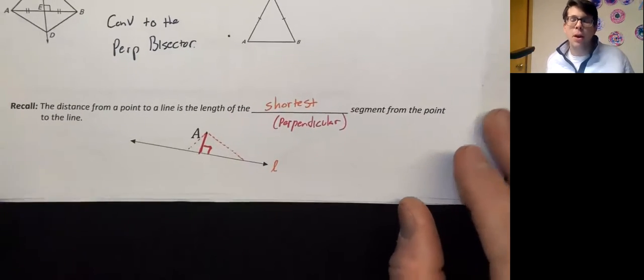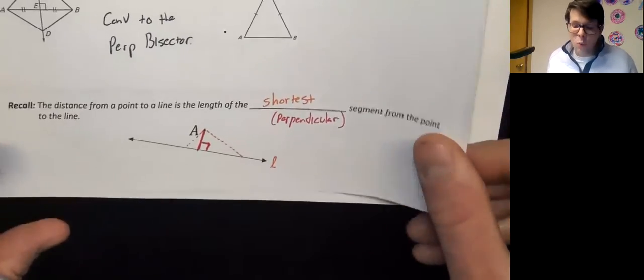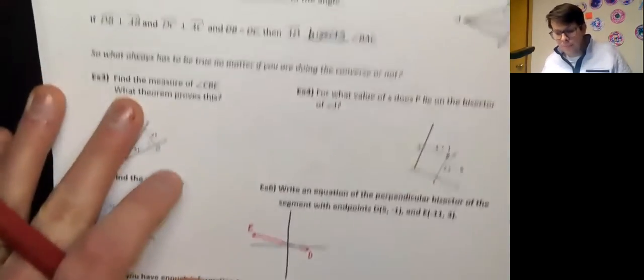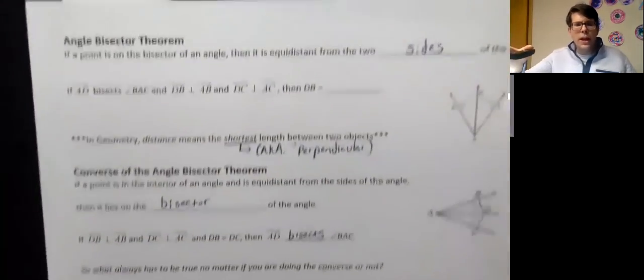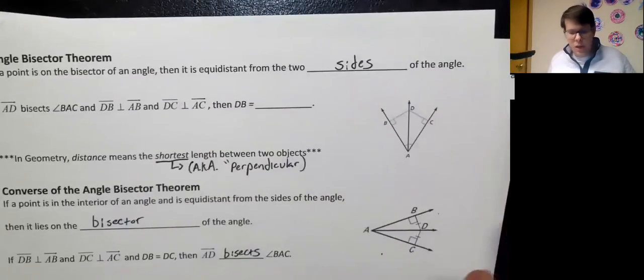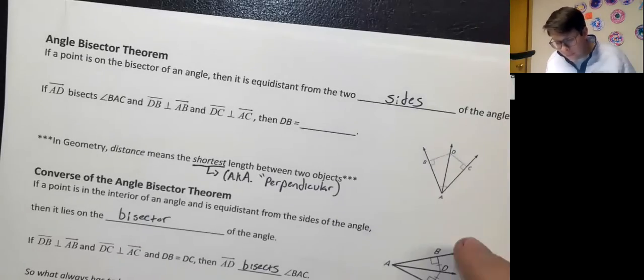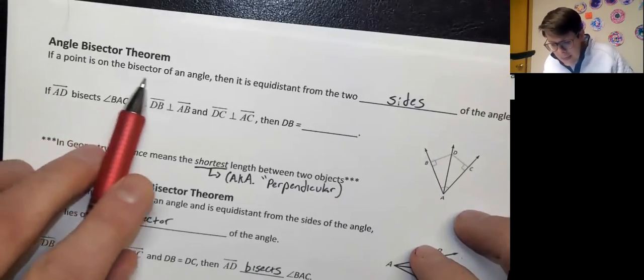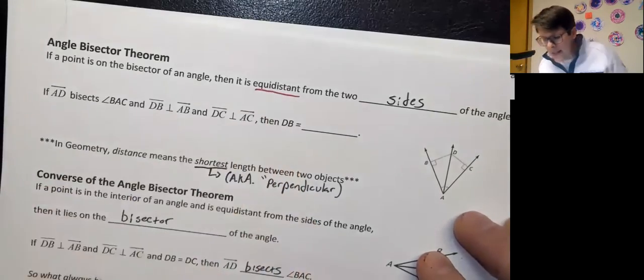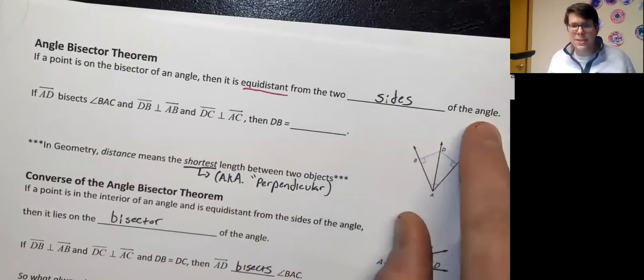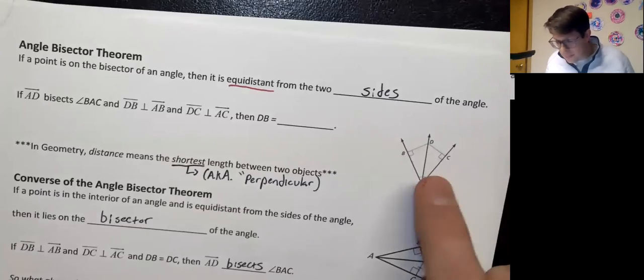We've seen it before, but I wanted to remind you about it because we are about to talk about the angle bisector theorem. So for our angle bisector theorem, what we are going to do here is we're going to have an angle. If a point is on the bisector of an angle, then it is equidistant from the two sides of the angle. Okay, so here's a picture right here.